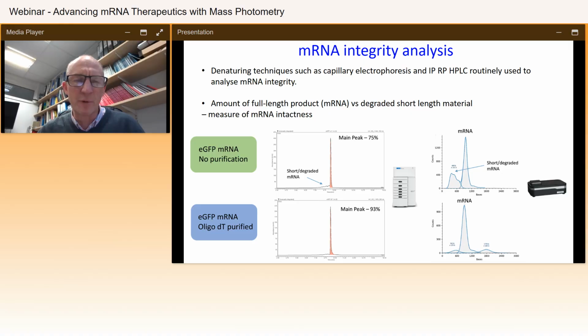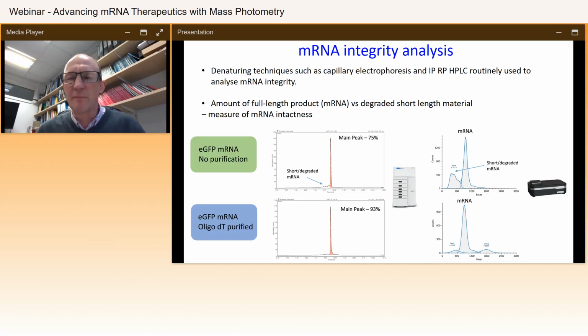So if we look at the second example shown below, this is the same mRNA molecule, but now purified using oligo-dT chromatography. You can see from the denaturing ion pair reverse phase chromatography that the short degraded mRNA species are barely detectable. We've only really got full-length material present, and that gave us about 93% purity or 93% integrity of that mRNA. And then when we analyze that material on the mass photometry, again, you can see that most of the material is the full-length mRNA molecule, with only very small amounts of that degraded material present.